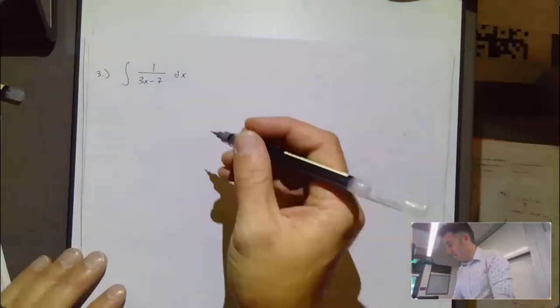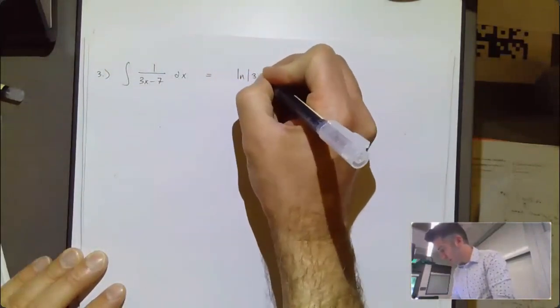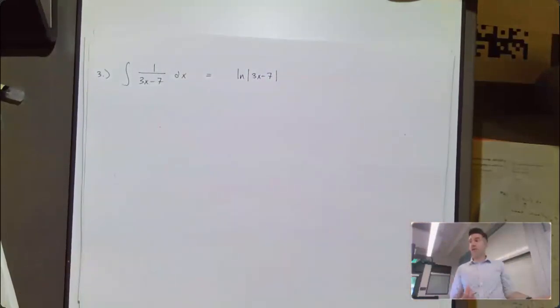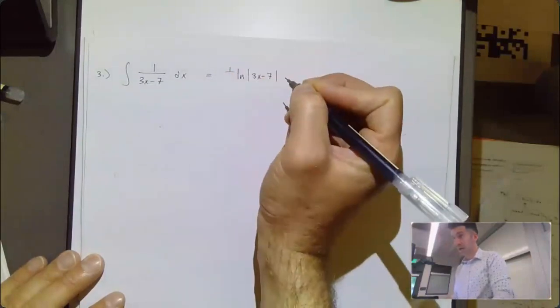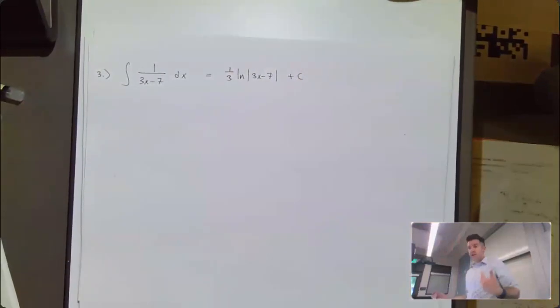So it's going to end up being the natural log of the absolute value of 3x minus 7. But then I need to, what do I need to multiply by to make that right? 1 over, yeah. And we need a plus c. There's our antiderivative.